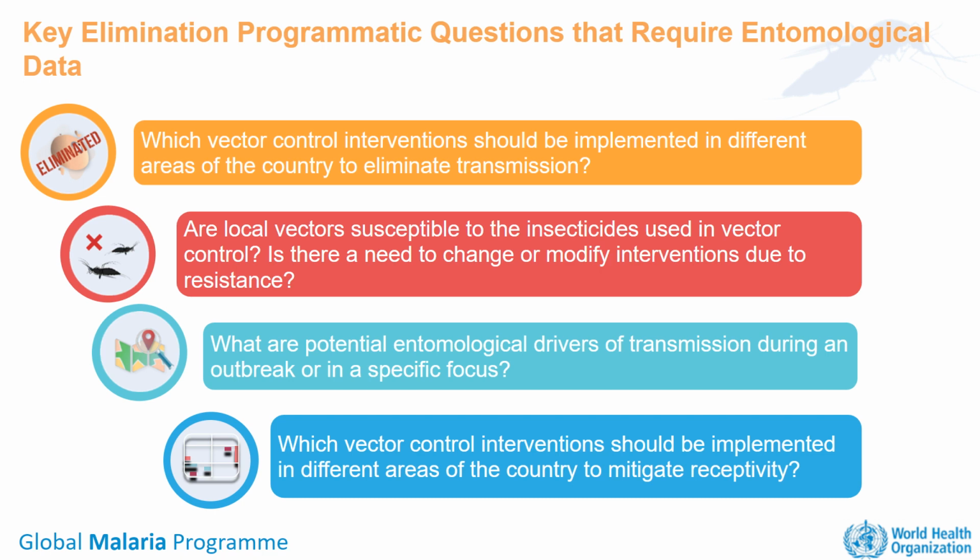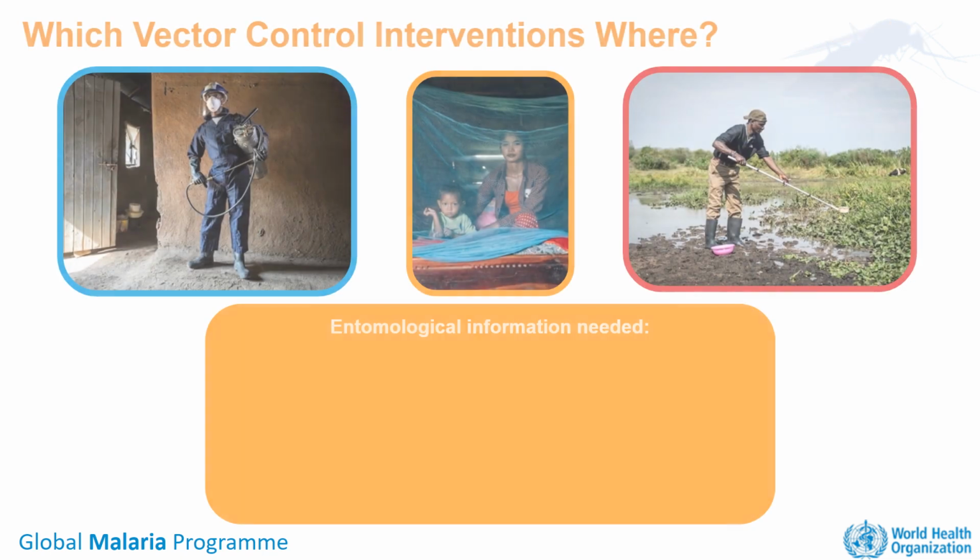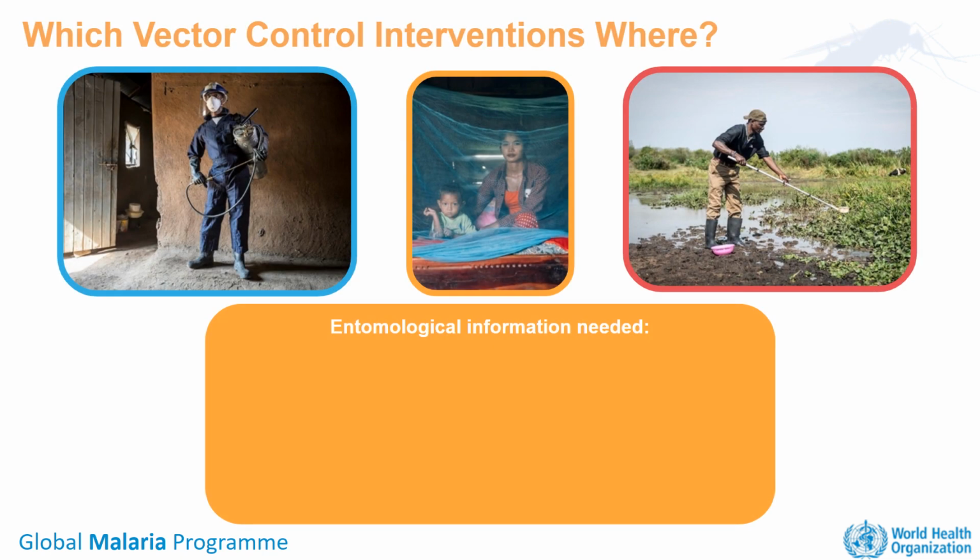Another important set of questions revolves around the effectiveness of existing interventions to reduce transmission, but as these questions are related to the monitoring and evaluation of vector control activities, we will cover this topic in the second half of the session. The first question asked by most malaria elimination programs is which vector control interventions should be implemented in which areas of the country.